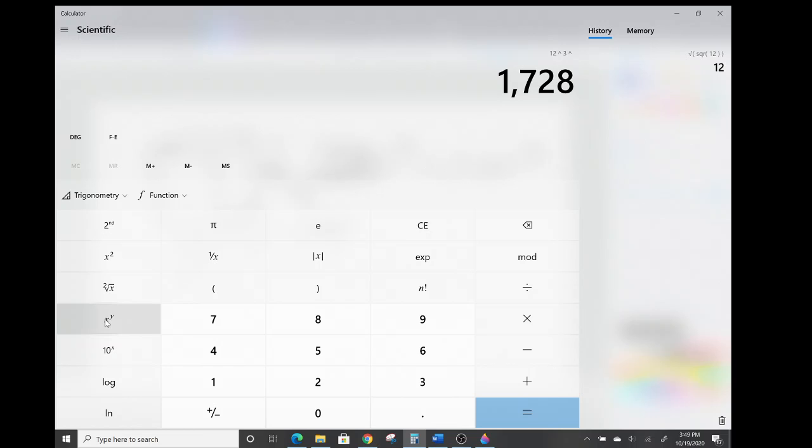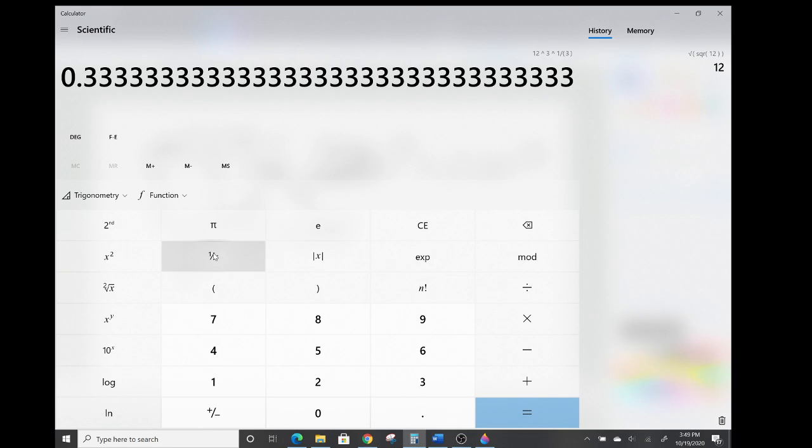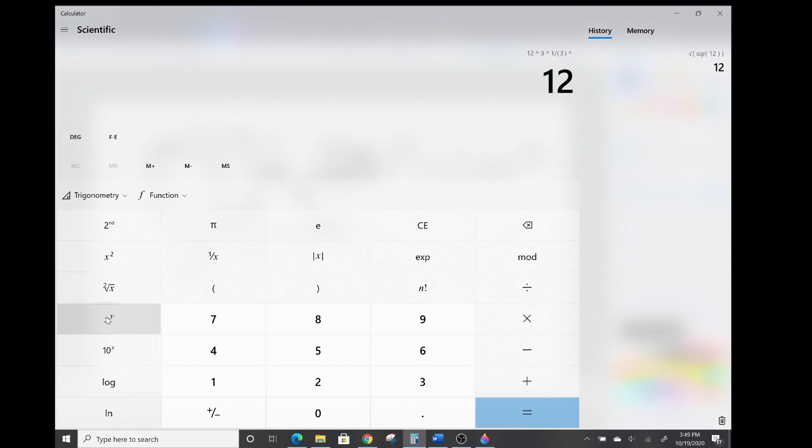Now, let's come over here. And let's say we want to take the cube root of that. Here's 3. Well, you hit 1/3. Now hit this key, and you're back at 12, right?